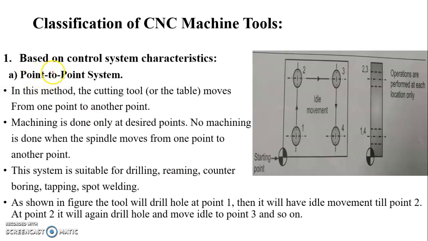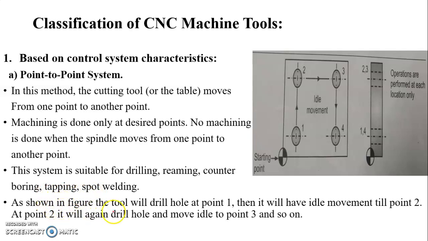The first is based on control system characteristics. In the point to point system, the cutting tool or the table moves from one point to another point. Machining is done only at a desired point. No machining is done when the spindle moves from one point to another point. This system is suitable for drilling, reaming, counter boring, tapping and spot welding.